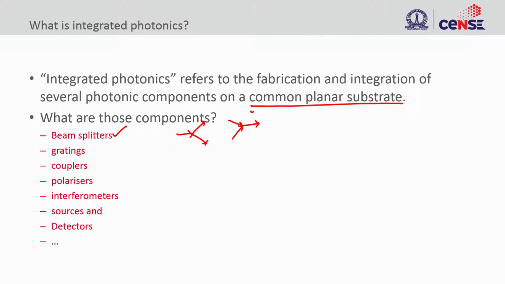Gratings. Gratings are devices that we use for filtering light and also for some diffraction experiments. So gratings are another type of component that you can consider integrating. Couplers: how to couple light between two different components. That also constitutes an integrated component. Polarizers. You want to change the polarization of light, or filter a certain polarization out of a scrambled or unpolarized light. So if you want to do polarization manipulation, that kind of device could be integrated as well.